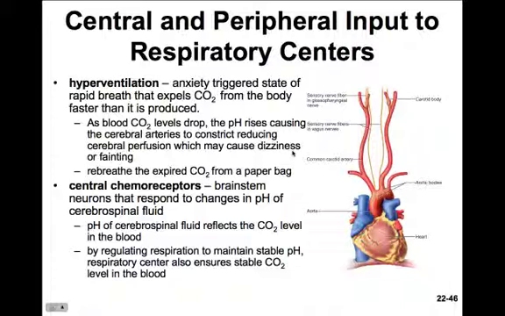We also are aware of some central chemoreceptors. The brainstem has neurons that respond to changes in pH of the cerebral spinal fluid. The pH in the cerebral spinal fluid will reflect the CO2 levels in the blood. So this happens right there by the respiratory center. When the respiratory center maintains a stable pH, it also ensures a stable CO2 level in the blood.